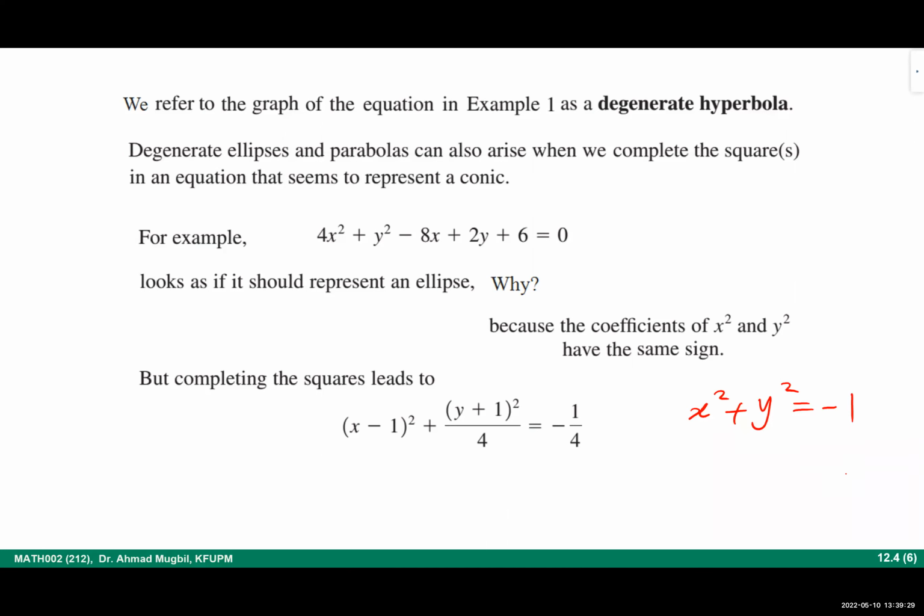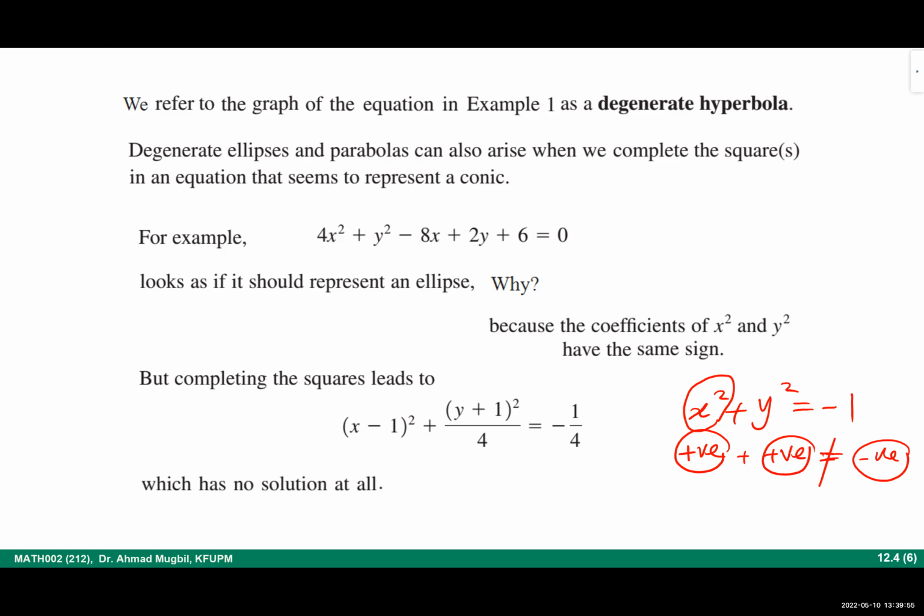Is it possible to have x and y here? Give me any x and y that can satisfy this equation. You have something positive plus something positive. How can it be negative? Impossible. So no x and y satisfy this. So in this case, we will say that this equation has no solution at all, and it is not the equation of any graph. So the solution set is the empty set, and there is a non-existent graph in this case.